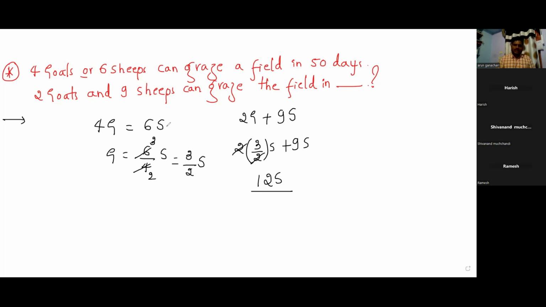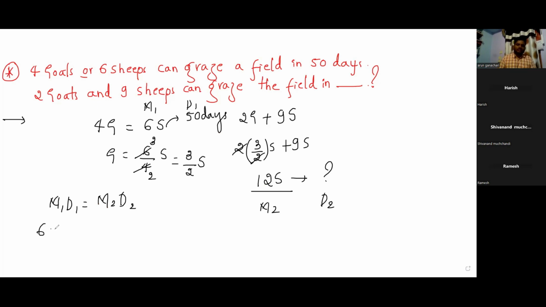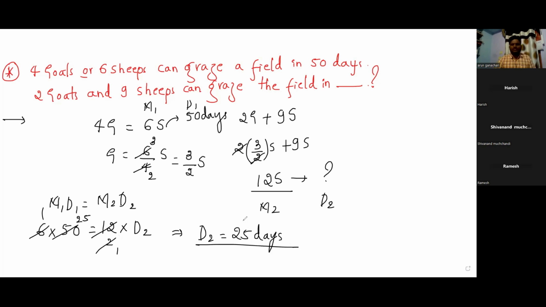6 sheep are taking 50 days. Then 12 sheep will take how many days? This is again M1, D1, M2, and we require D2. So M1 D1 is equal to M2 D2. 6 into 50 is equal to 12 into D2. 6 ones are 6, 2 2s are 2, 2 ones are 2, 25s are. So how many days are required? 25 days. Understanding this is very similar to what we just now did. I hope you are understanding this.